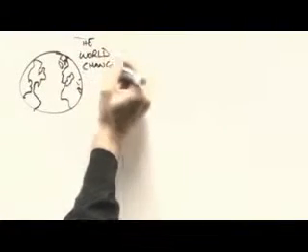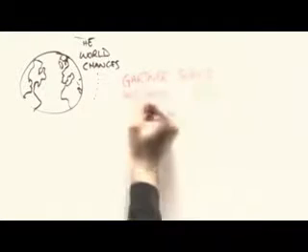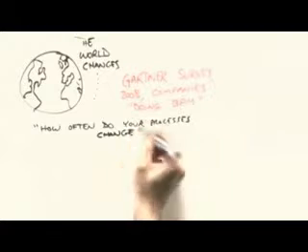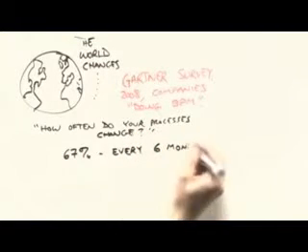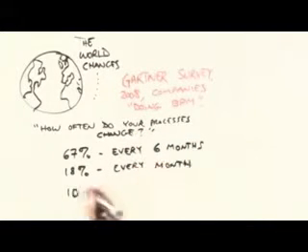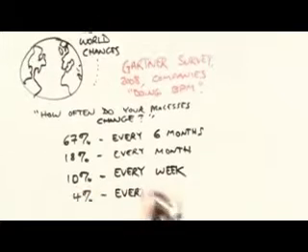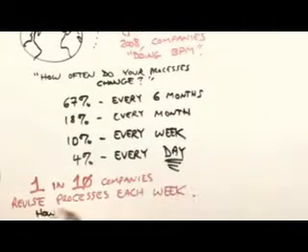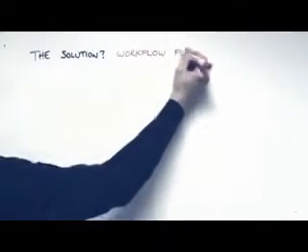The Gartner Group did a recent study of companies that do business process management. They asked how often business processes change. And 2/3 change every 6 months, 18% monthly, 10% weekly, 4% daily. 1 out of 10 companies change workflows weekly. How do you keep up? You design workflow for everyone.